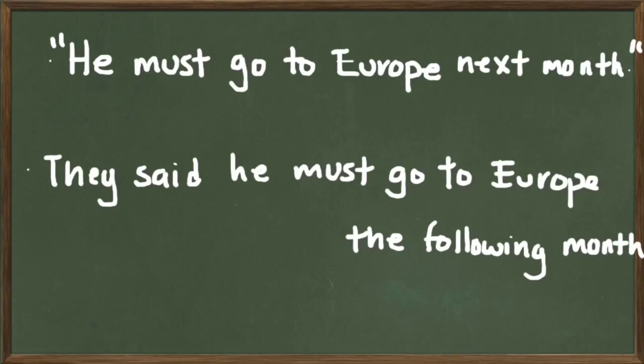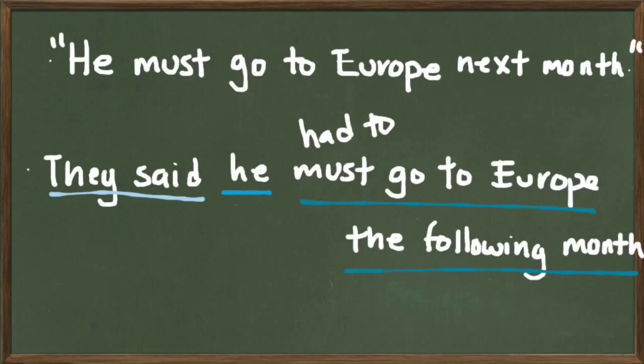Another example, "He must go to Europe next month." Now, we have our reporting expression, they said. We have our subject, he. And then we have our reported information: must go to Europe the following month. Okay. Now, must is special sometimes because we can also report it with had to. Must doesn't really have a past form, so we can use had to. We can say they said he had to go to Europe the following month.